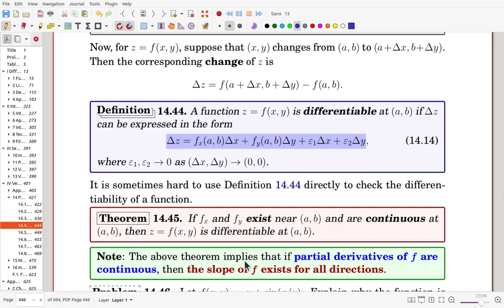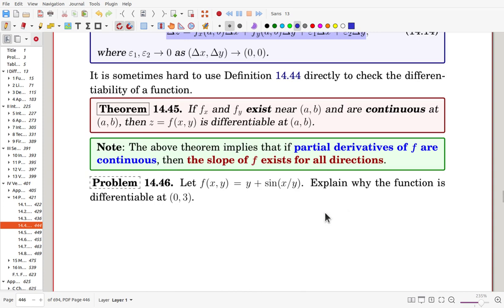The above theorem implies that if the partial derivatives of f are continuous, then the slope of f exists for all directions. So eventually, differentiability means that rather than only the coordinate directional slopes, can we find slopes in arbitrary directions? That's the question. And along with the theorem, the answer is yes, when the partial derivatives exist and they are continuous. Okay?